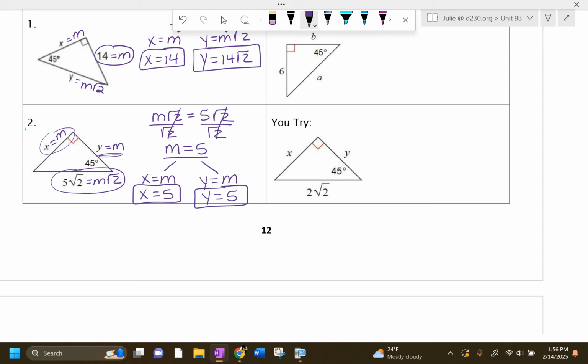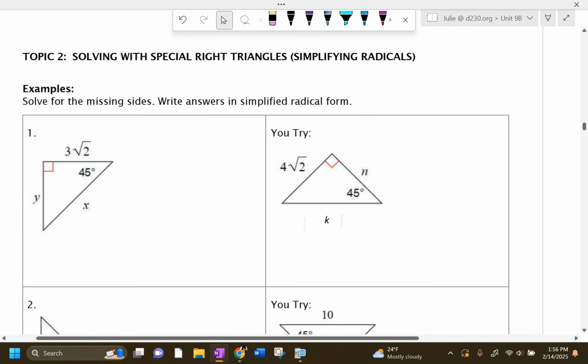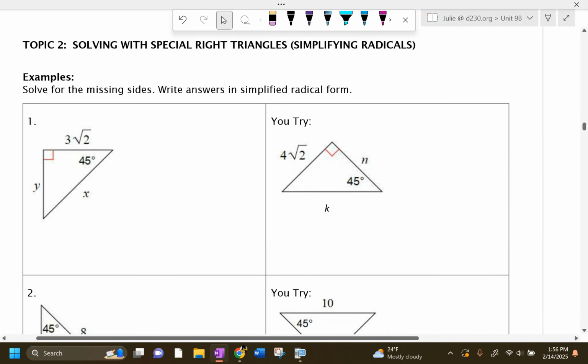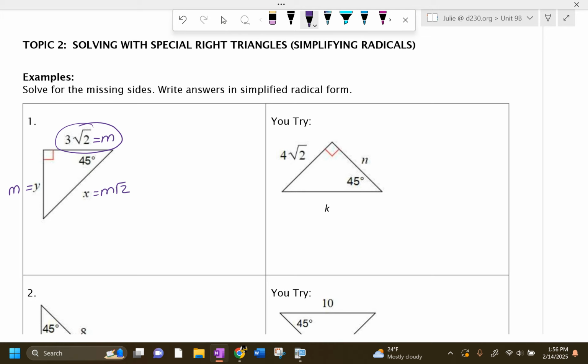Try that next one. Okay, so the steps now are all going to be the same. We're just going to have different variations of what we're given. All right, so I'm going to do these 3 problems on the left, and then you're going to try the 3 problems on the right. Okay, so I'm still going to go to each leg and set them equal to m, and then I'm going to take the hypotenuse and set it equal to m square root 2. All right, now I'm going to take my side that's the given number, and I'm going to write the m first.